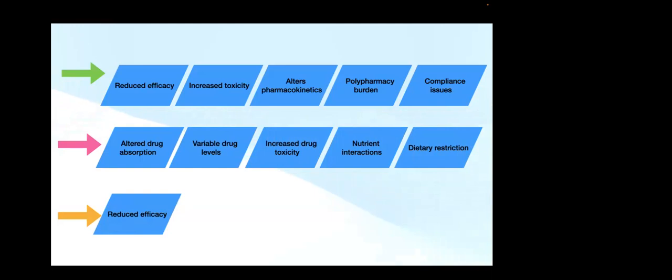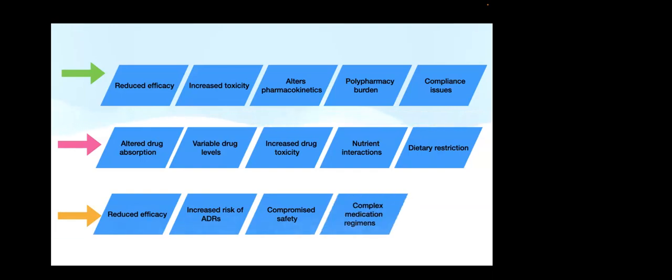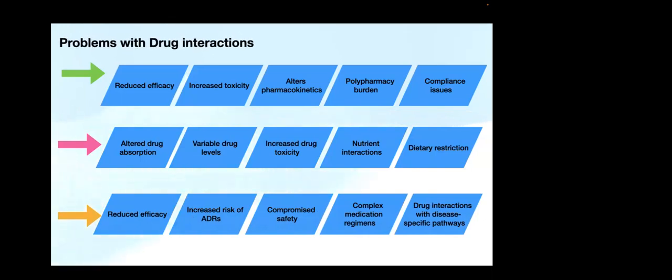The last is drug-disease. What happens when the drug-disease interaction happens? So if the patient is suffering from any kidney disease and you are giving drugs which are excreted from the kidney itself, it might lead to some disease pathway alteration and further lead to drug-disease interaction. So that is reduced efficacy, increased risk of adverse drug reaction, compromised safety, complex medication regimen further, and then drug interaction with the disease-specific pathway, as I said earlier. So these all are the problems with the drug interaction.